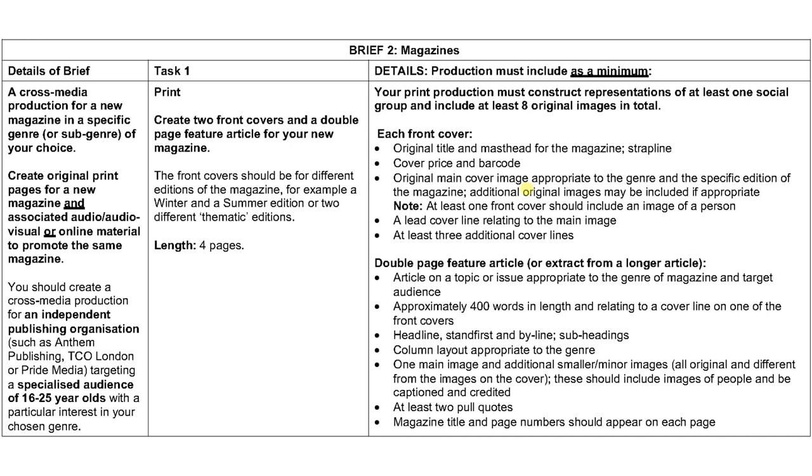The double page spread can be an entire complete article, or it could be an extract from a longer article. An article on a topic or issue appropriate to the genre of the magazine and the target audience. You have to write the article. It has to be approximately 400 words in length and related to a cover line on one of the front covers. Could be the main cover line, could be one of the other cover lines.